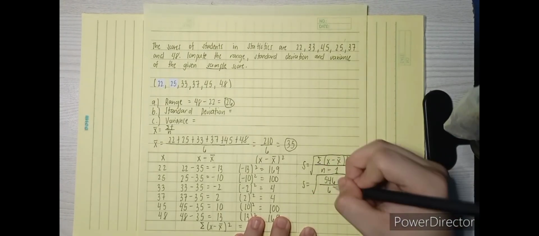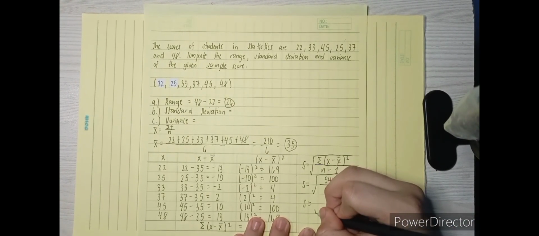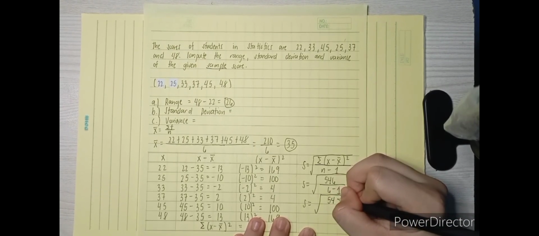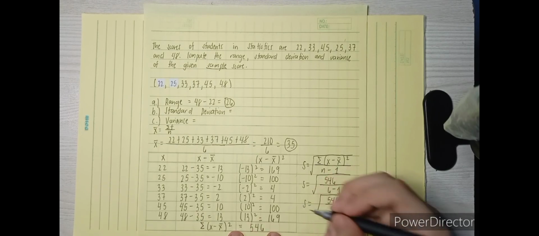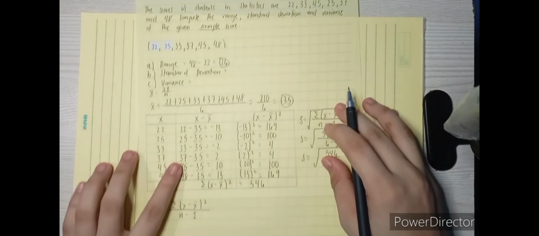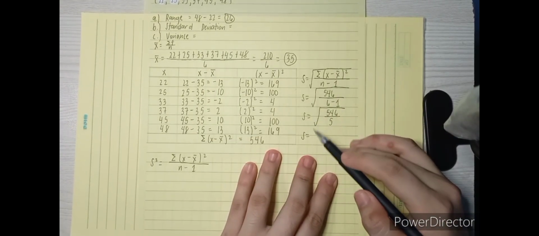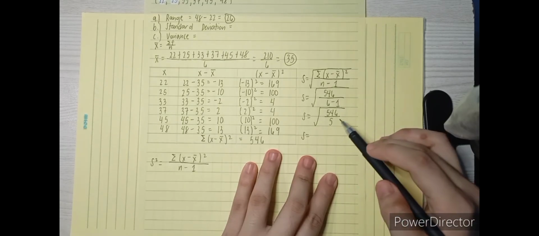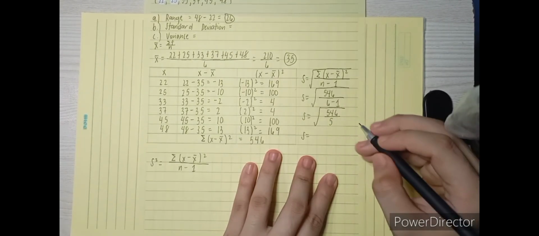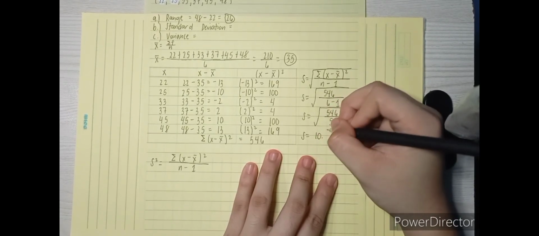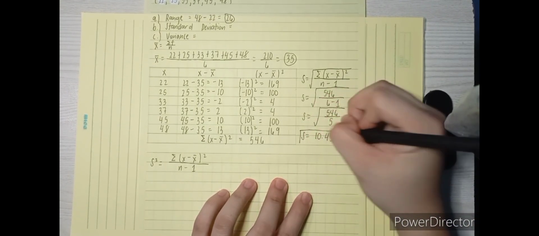Substitute. 6 minus 1. S is equals to square root of 546 over 5. 6 minus 1 is equals to 5. S is equals to square root of 546 divided by 5. 546 divided by 5 is equals to 109.2. Ito ang ating standard deviation.